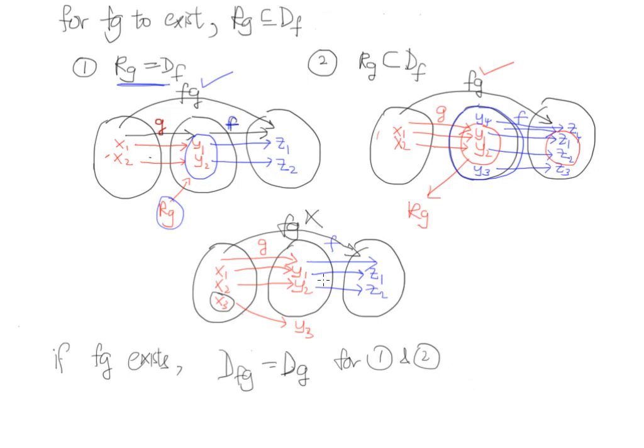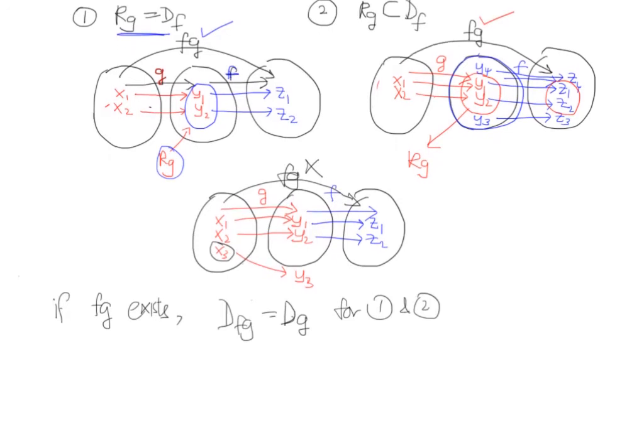Now let's talk about the range. We still need to take a look at this picture. If my fg were to exist, then the range of the fg really depends on which case. For case 1, we all understand that case 1 is the equal case, where the range of g is equal to the domain of f.